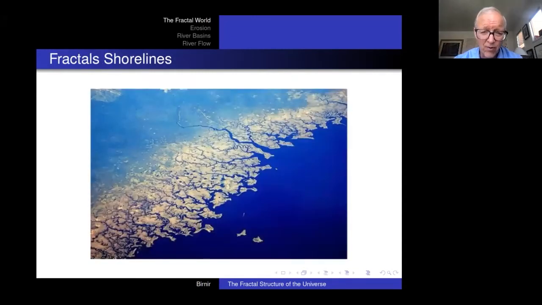Here is another example, which is quite famous, and that's a coastline. Turns out that coastlines are fractals as well. They have a fractal symmetry. Now, they also have inlets, which are sometimes inlets from rivers. And here you can see a picture from space of a coastline, and it shows pretty well the fractal structure. If you zoom in, you see a similar pattern repeated on a smaller and smaller scale.